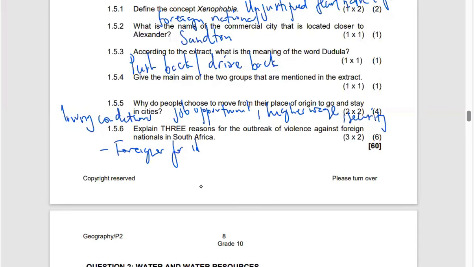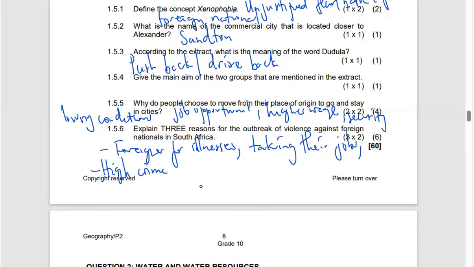illnesses in the country. They blame the foreigners for bringing in foreign diseases. And also the main aim of foreigners taking their jobs. They accuse foreigners of taking their jobs. Can be another reason. And also they accuse foreigners for the high crime rate. They always associate crime with foreigners. So for that reason, it causes conflict.